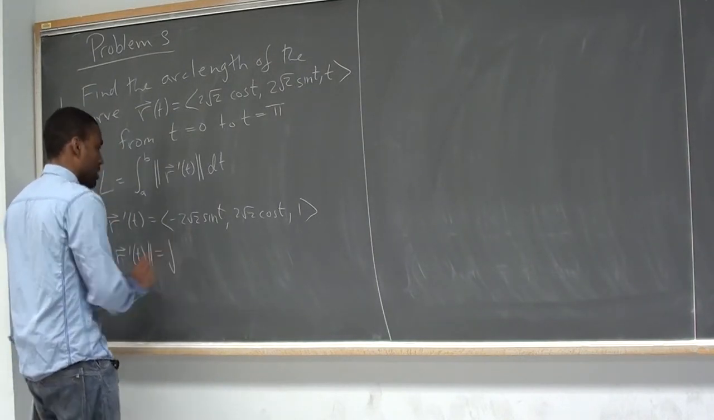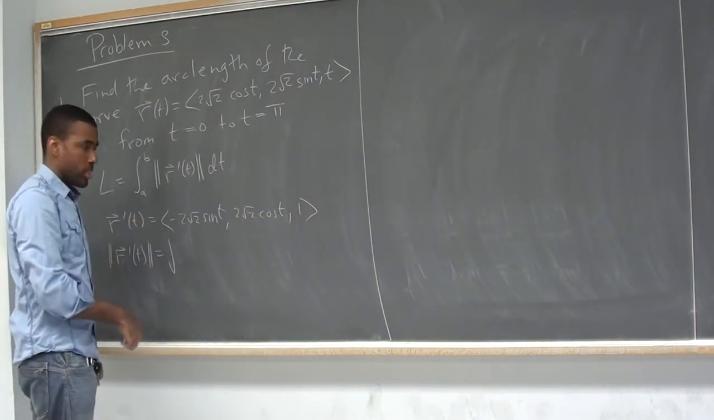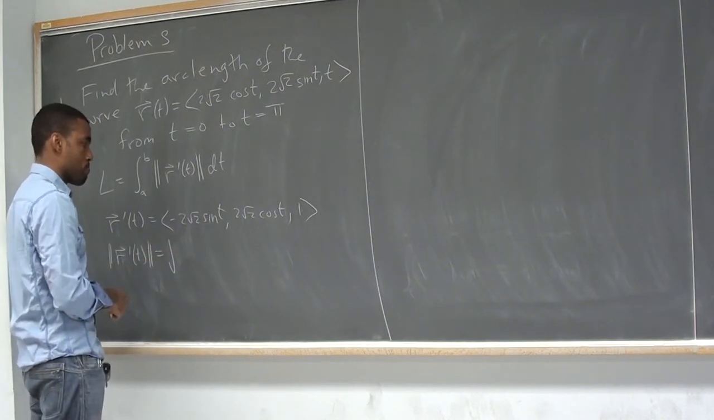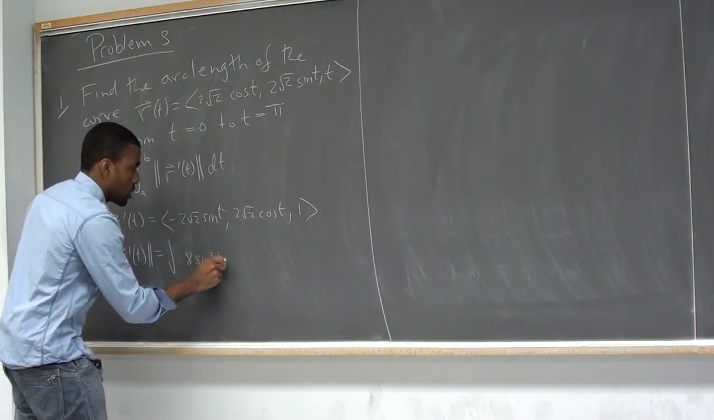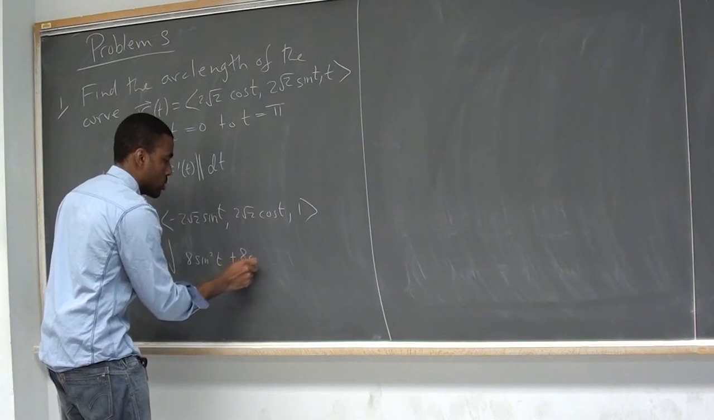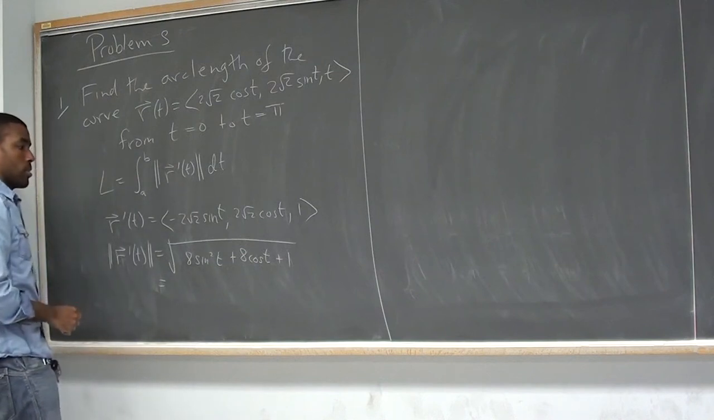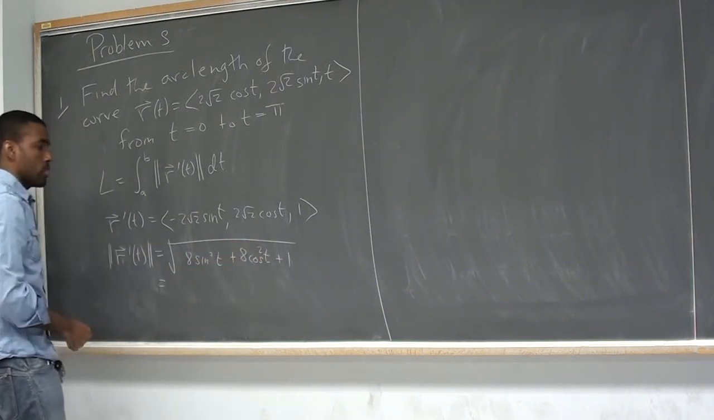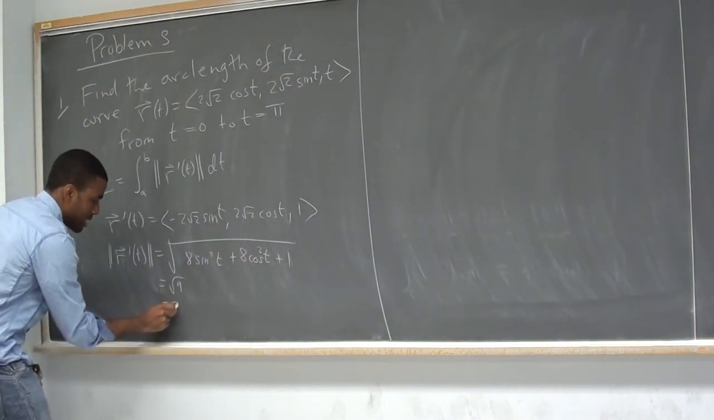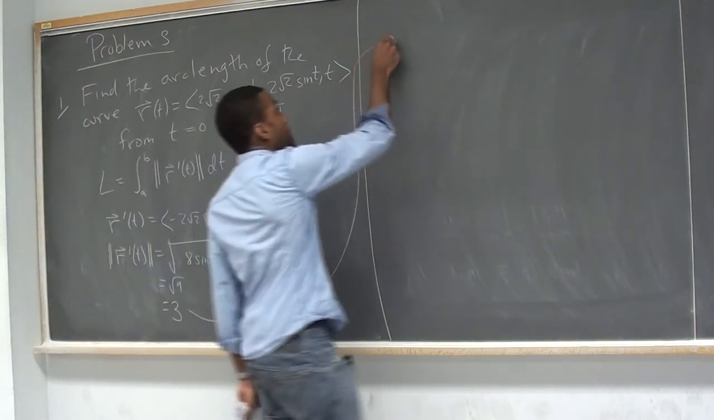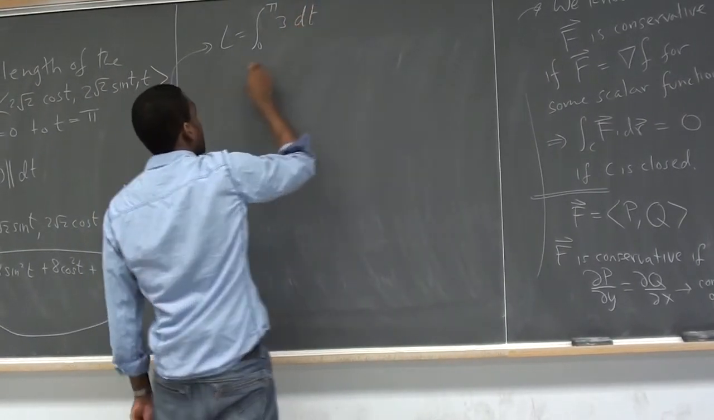So let's see. The magnitude is just the sum of the squares of each component, and you take the radical. So you square this, you get negative 8 sine squared t, 8 sine squared plus 8 cosine squared plus 1. Oh, nice. So it's going to be 9. Now you can factor out the 8, you get sine squared plus cosine squared plus 1. That's just radical of 9. That guy is just 3. And so your length is just going to be the integral from 0 to pi of 3 dt. It's just 3 dt.